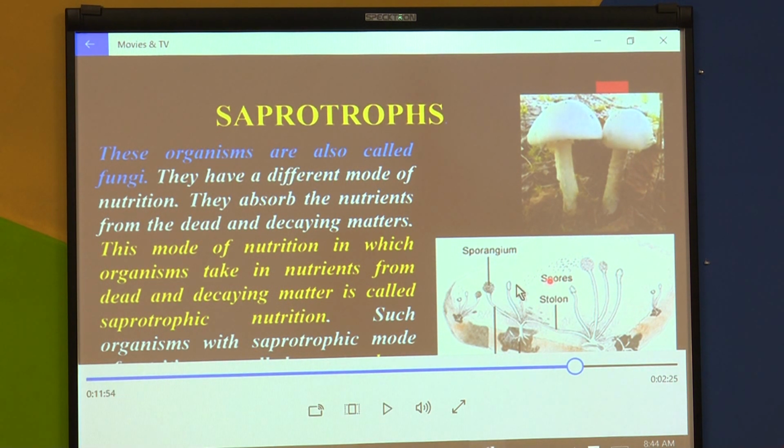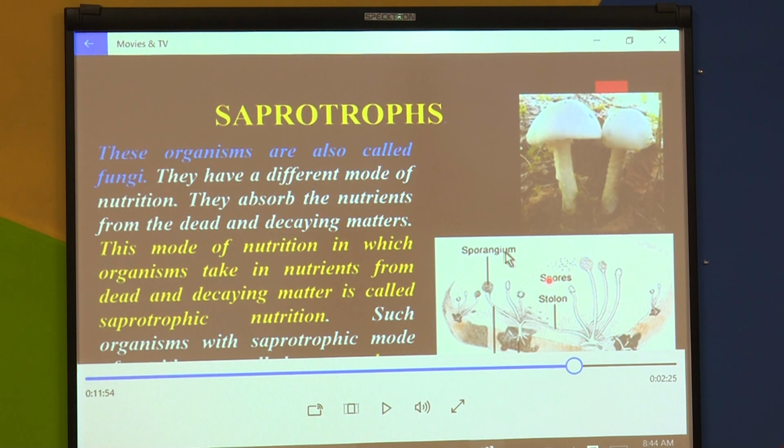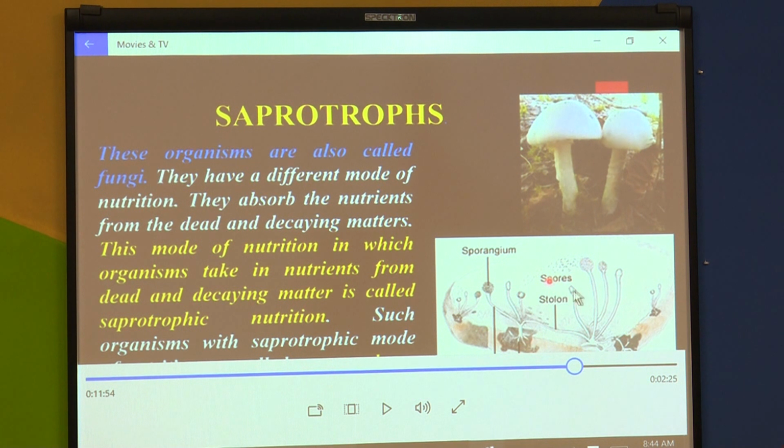fungi. On bread, when you see bread mold, you can see this type of structure. With the help of a microscope, if you look at that molded bread, you will see a bag-like structure on the upper side and a root-like structure. These bags are called sporangia, and they contain spores. When the growth of the plant is complete, the sporangium bursts and grows again into this type of plant.